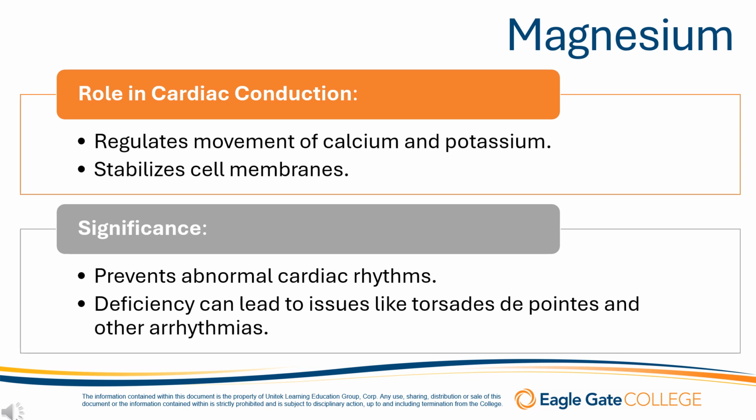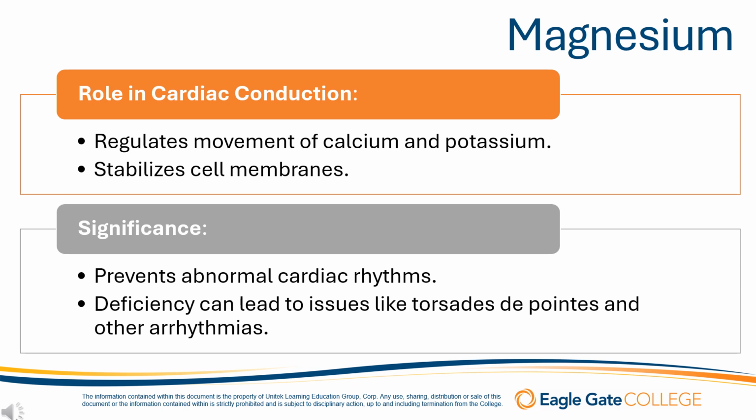Magnesium stabilizes cell membranes. By influencing the movement of calcium and potassium, magnesium helps to stabilize the electrical potential of the cardiac cell membranes. This stabilization is crucial for preventing abnormal electrical activity that can lead to arrhythmias. Magnesium's ability to stabilize cell membranes and regulate ion movement prevents the development of abnormal cardiac rhythms such as premature ventricular contractions or PVCs, ventricular tachycardia, and ventricular fibrillation.